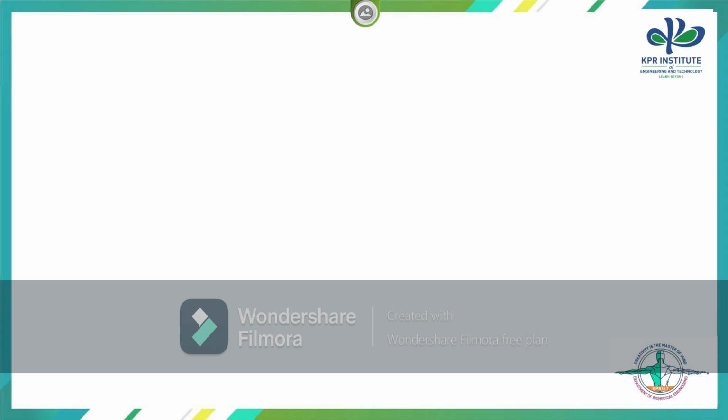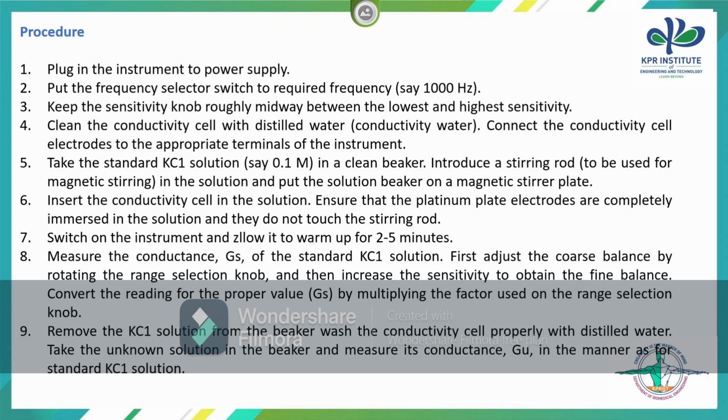Procedure. Plug in the instrument to the power supply. Put the frequency selector switch to the required frequency, say 1000 Hz. Keep the sensitivity knob roughly midway between the lowest and highest sensitivity. Clean the conductivity cell with distilled water. Connect the conductivity cell electrodes to the appropriate terminals of the instrument.